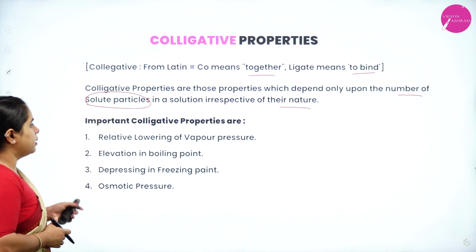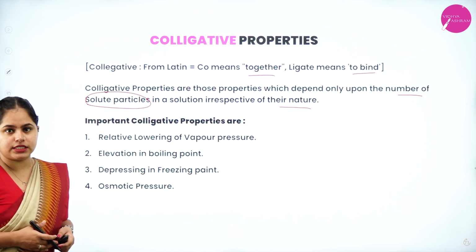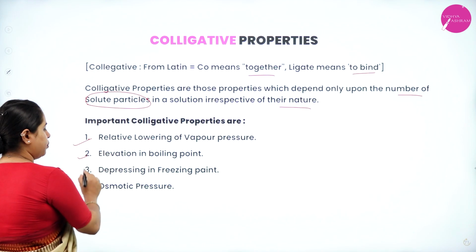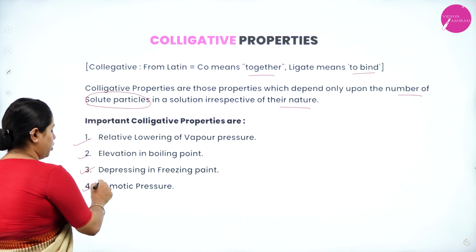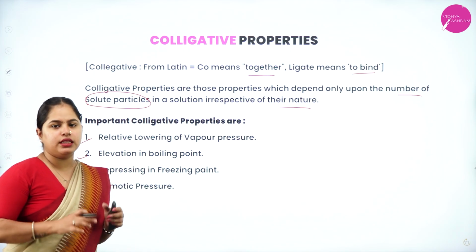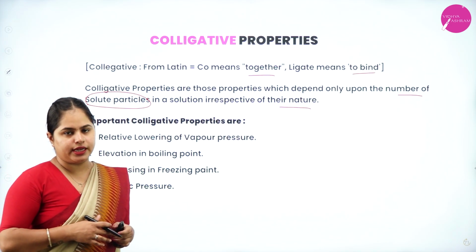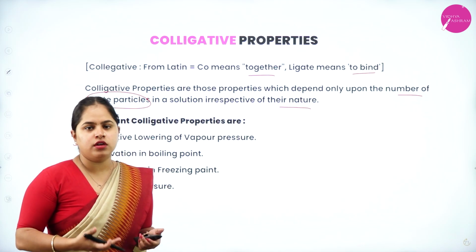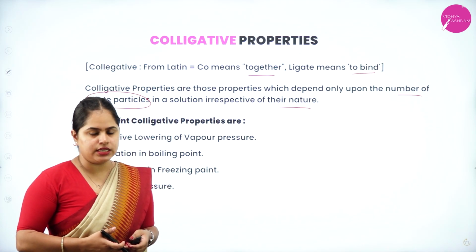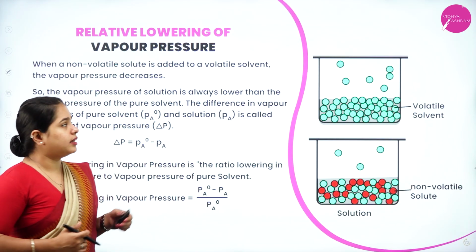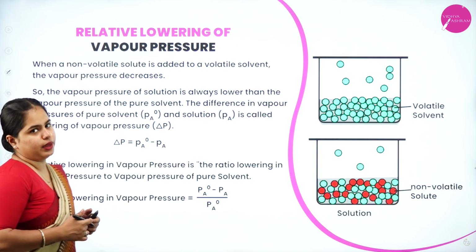It is only depending upon the number of solute particles which are present and not on their nature, right? So the important colligative properties that we are discussing in this chapter are relative lowering of vapor pressure, elevation in boiling point, depression in freezing point, and osmotic pressure. So all these four in detail we are going to study. There are some equations also relating to that, wherein how we can determine the molar mass of the solute we will be discussing in this chapter, right? So let us begin with the first colligative property, that is relative lowering of vapor pressure.